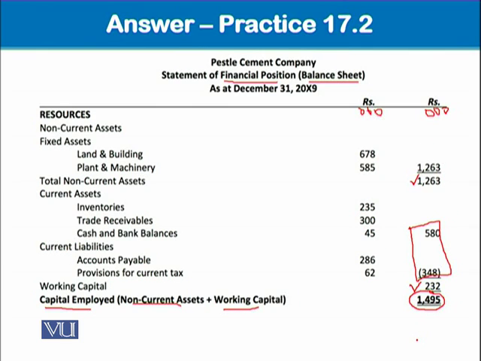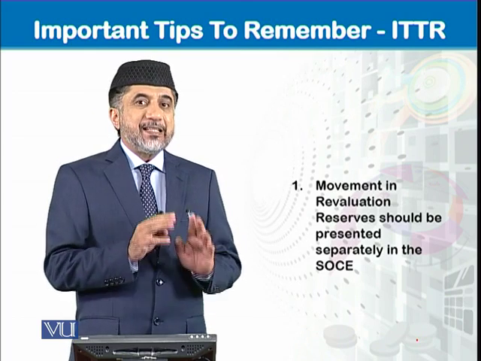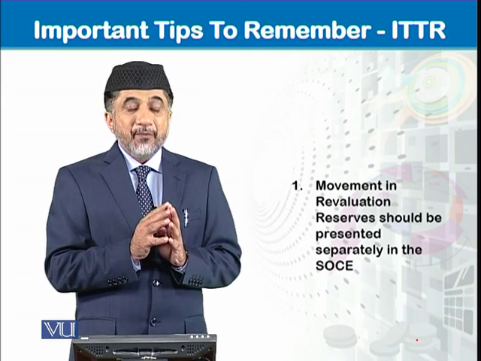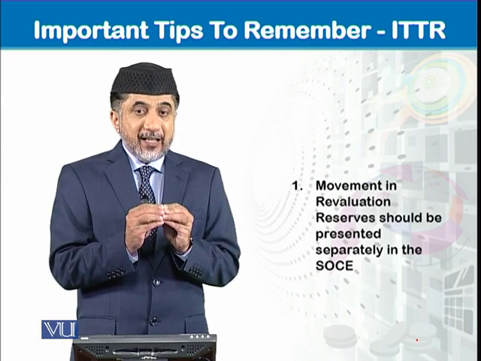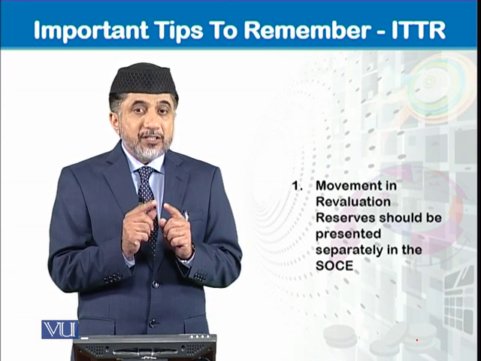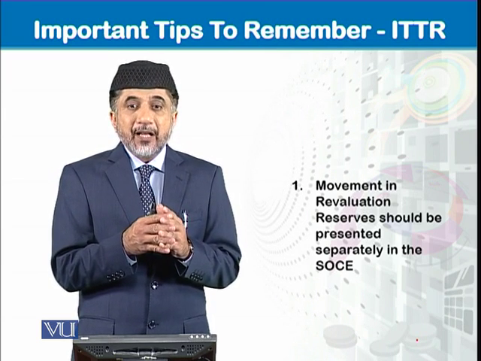All right, so this is all about our practice for the company financial statements, and the important tip that we have to remember in this module is the movement in revaluation reserve. That should be presented separately. Sometimes we get confused that it is also an item of other comprehensive income, so why is it not included in that? The standard asks us that the revaluation reserve movement should be shown separately. It should not be clubbed in other comprehensive income.